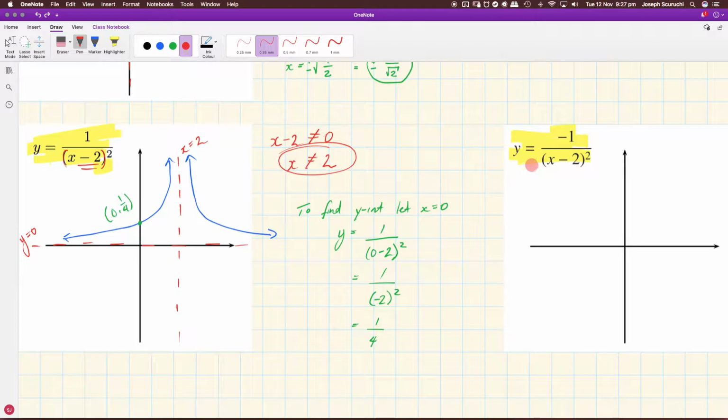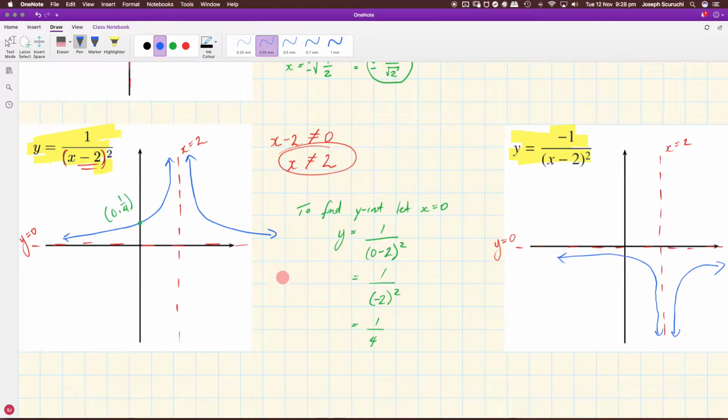We know that my asymptotes will be the same: x equals 2 will be my vertical one, and y equals 0 will be my horizontal one. All the same logic applies. But now, because of this negative, it's going to be reflected in the x-axis. Sorry for the poor drawing. There we go. So this is what it's going to look like, and notice how it's different from this.